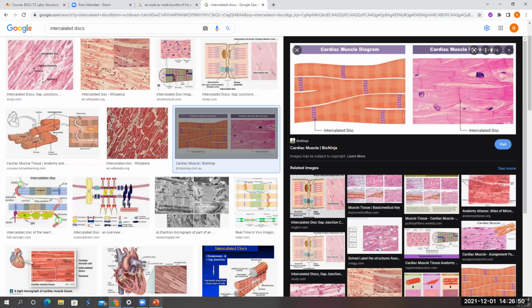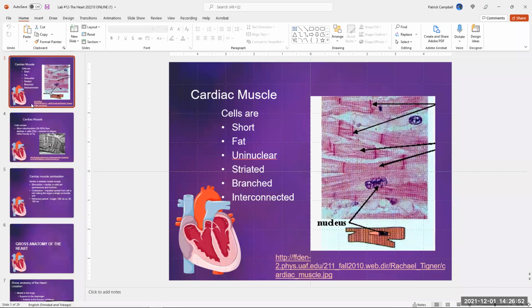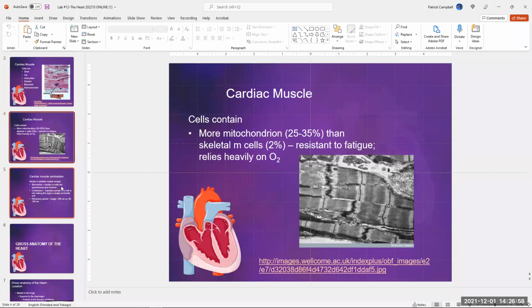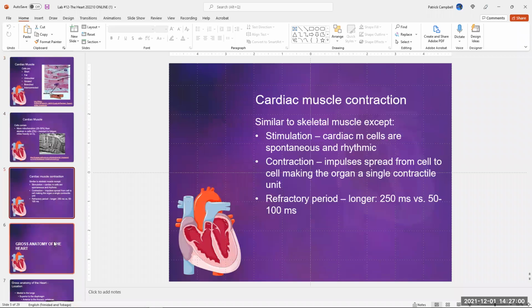Let's get back to our point. Good. So do take note of that. If you see this image, from the time you see those lines, you know those are intercalated discs. Right?